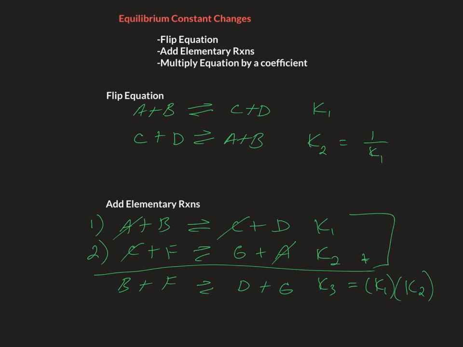Lastly, as I said earlier, you can change the equilibrium constants themselves by doing these three things. The last one is multiplying an equation by a coefficient. So let's say, again, we have A plus B goes to C plus D. That is K sub 1.